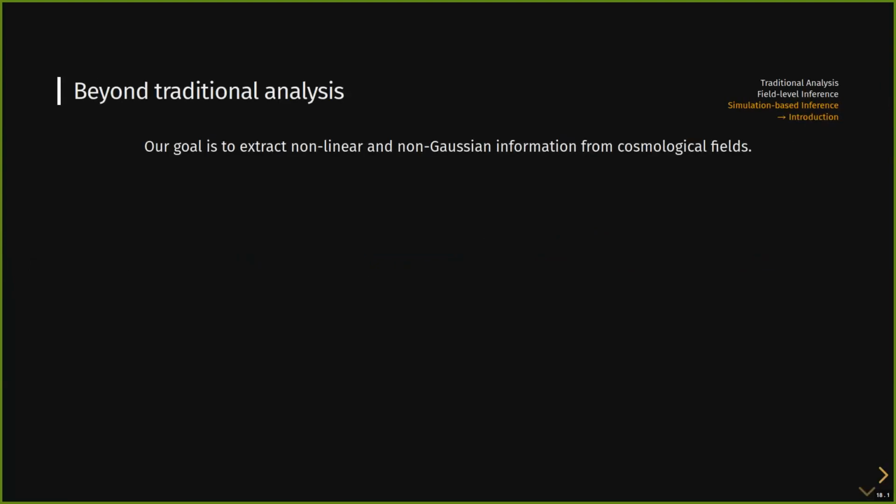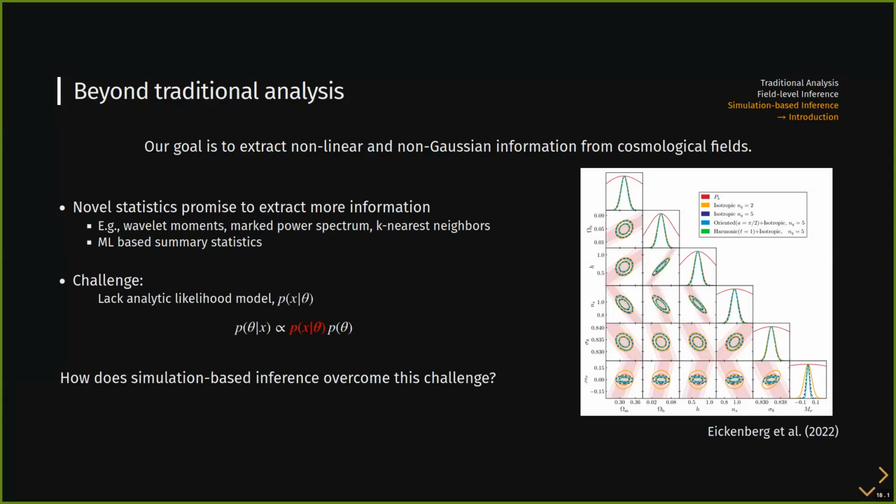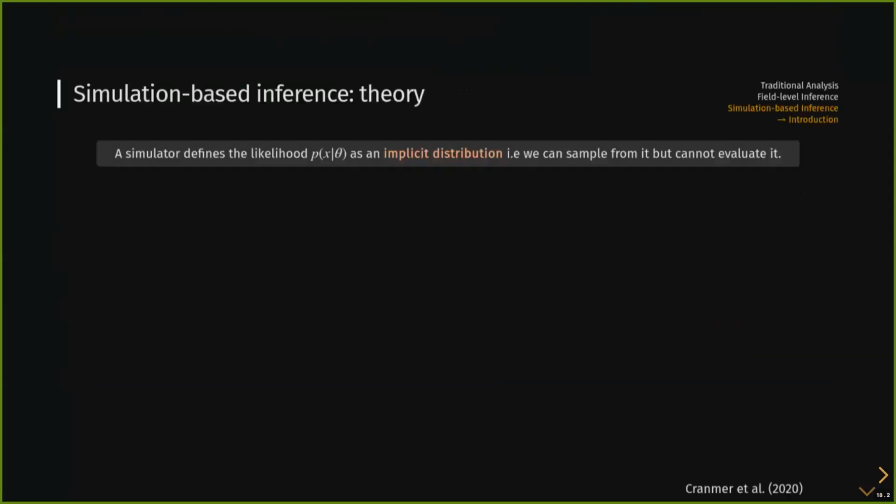Okay, so to recap, our goal at the beginning of the talk was to extract nonlinear and non-Gaussian information from cosmological fields. We discussed that there are novel statistics like wavelets and others that we can use to extract more information. But the challenge was that we did not have the analytic likelihood for this. So you cannot write down the posterior, and so you cannot do the sampling. So how do we do inference in this case? And simulation-based inference, as I said, is supposed to overcome this challenge. So let's begin by seeing how.